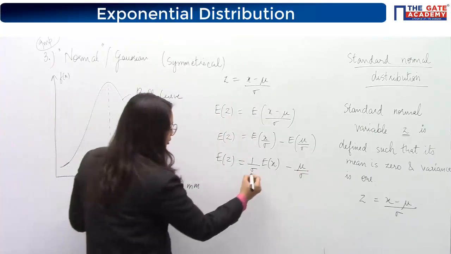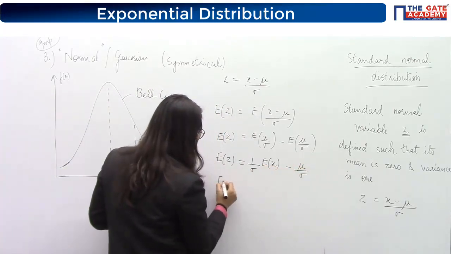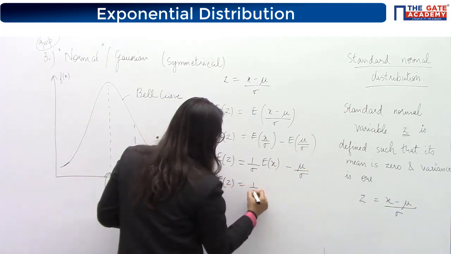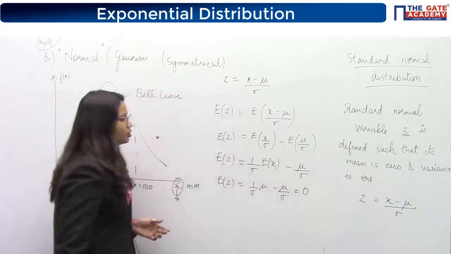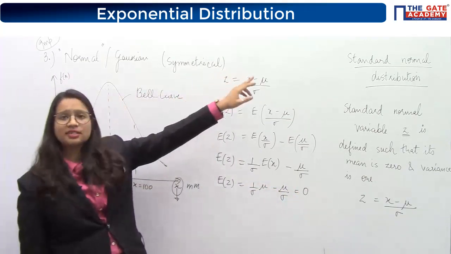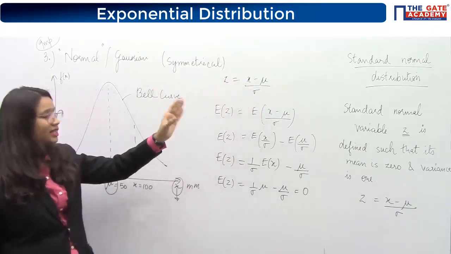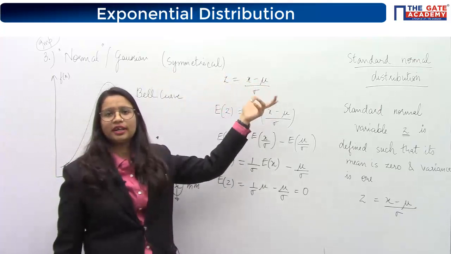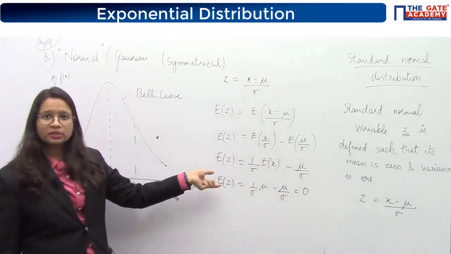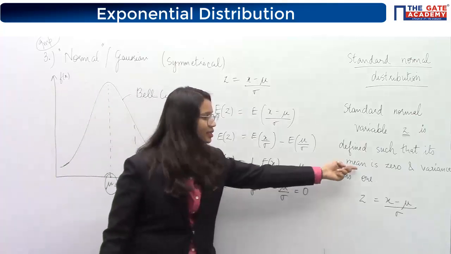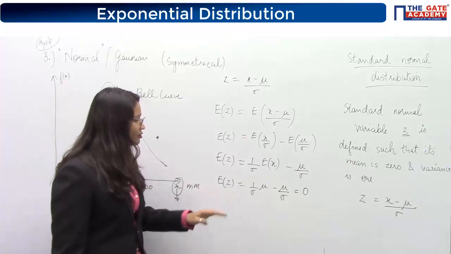Okay. Now, what is this value? E of x was nothing but mu. It has been defined in the question itself. So what is it coming out to be? It is coming out to be 0. So that is why I have chosen this relationship for z and x, because this gives me the mean, or expectation, of z to be 0, which was required over here. Okay, so this proves that E of z is 0.